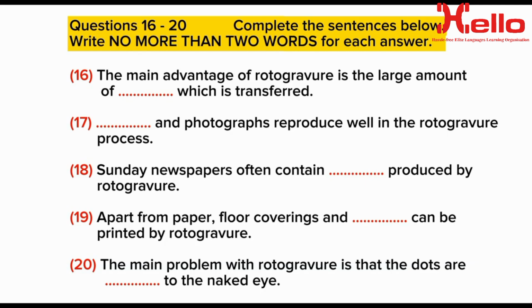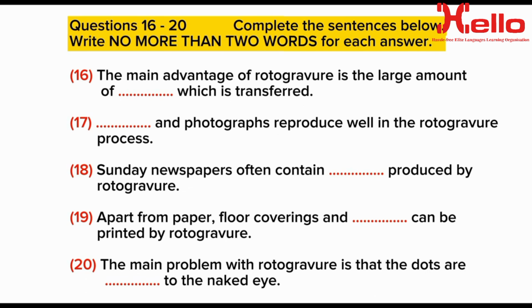For shorter print runs, some other processes may give a finer image, but rotogravure is ideal for jobs that involve printing, for example, 1 million magazines. One common place where you'll see printed matter that has been produced by rotogravure is in the advertising material that is often inserted into Sunday newspapers. Of course, it's not just paper that can be printed by rotogravure.